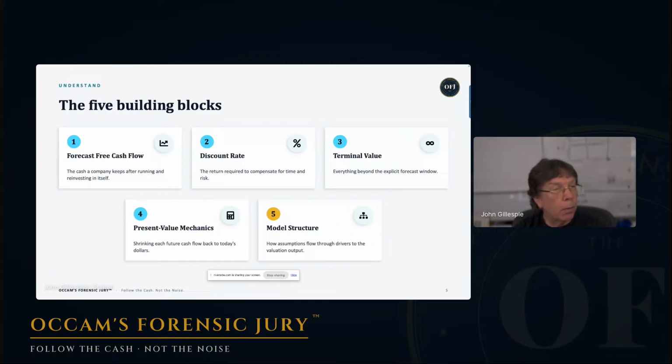So the fourth part of the model is you shrink each future cash flow back to today's dollars. And then the fifth thing is to try to understand how your assumptions flow through drivers to the valuation. So by looking at each piece, we should be able to understand how our long-term estimate is shaped by whatever assumptions we make in our model.